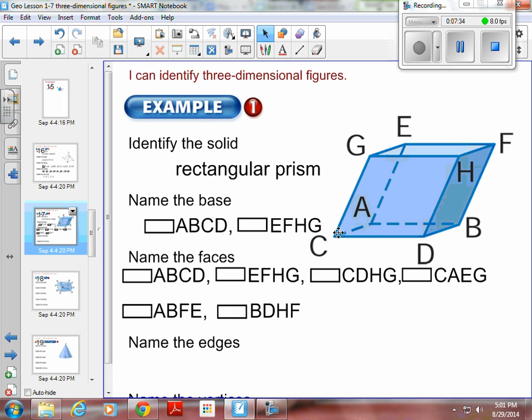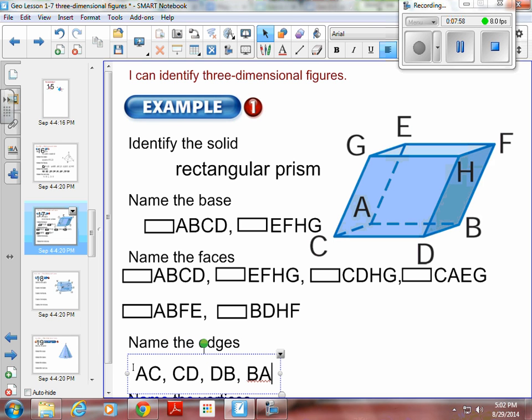The edges, again, are my segments here. I'll just go around the bottom, go around the top, and then do the vertical ones that go up and down. So I've got A to C, C to D, D to B, B to A. That gets me around the bottom.